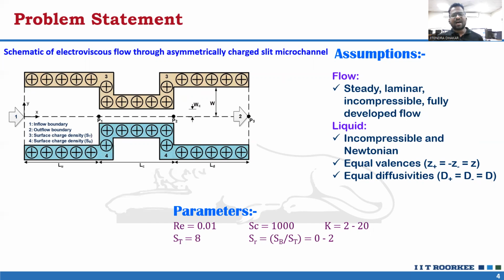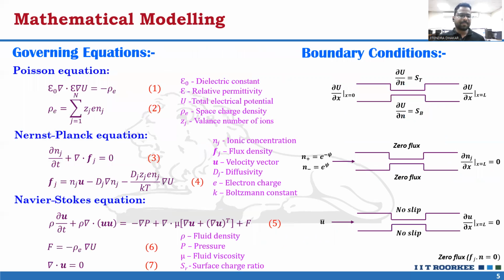These assumptions are taken to solve the flow problem. Flow is considered laminar, steady, and incompressible. The liquid is considered incompressible, Newtonian, and it contains symmetric anions and cations having equal valencies and diffusivities. These are the dimensionless parameters used to solve the flow problem, where Re is the Reynolds number, Sc is the Schmidt number, K is the inverse Debye length, ST is the top wall surface charge density, and SR is the surface charge ratio, respectively.